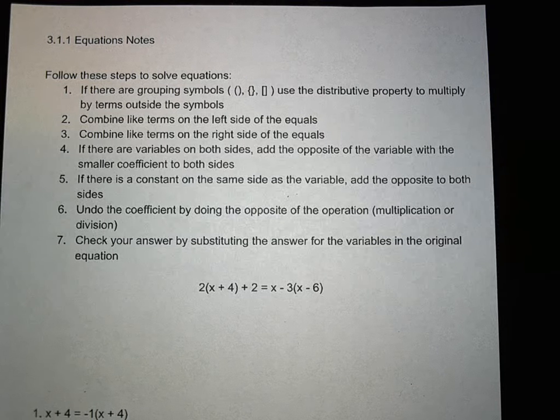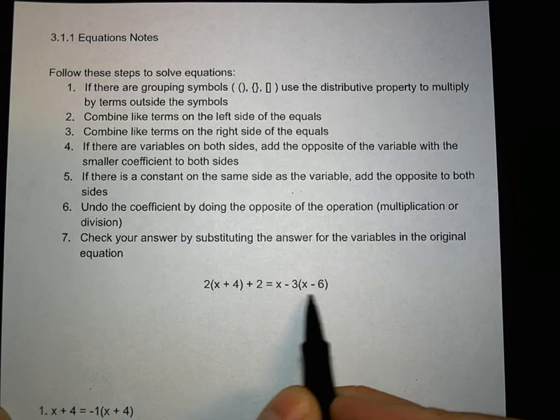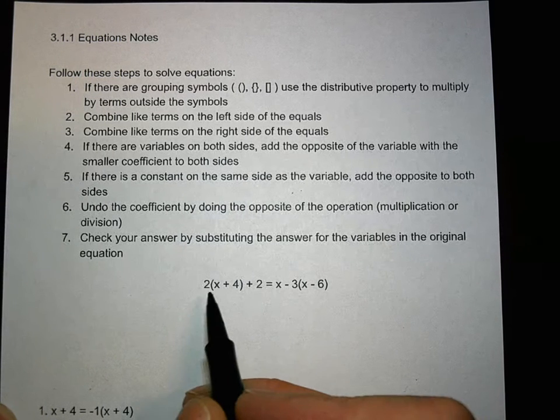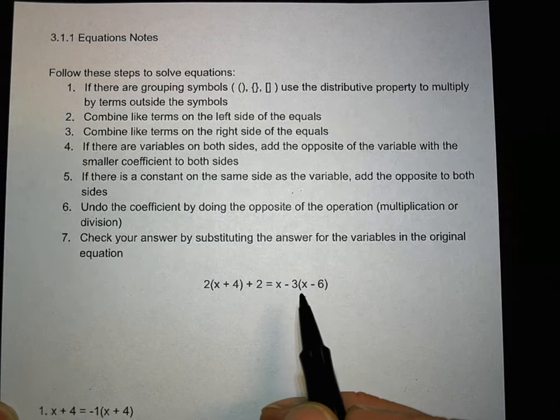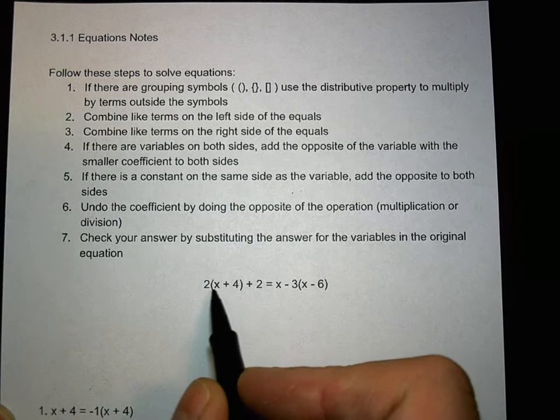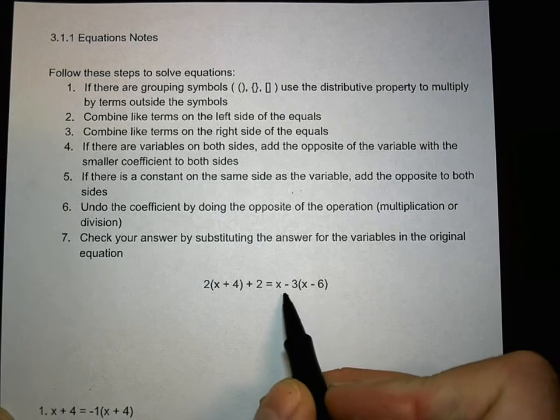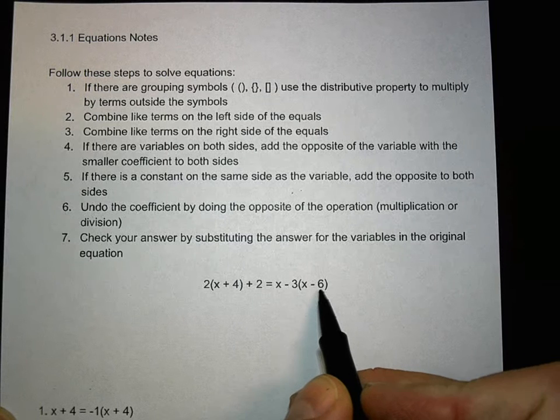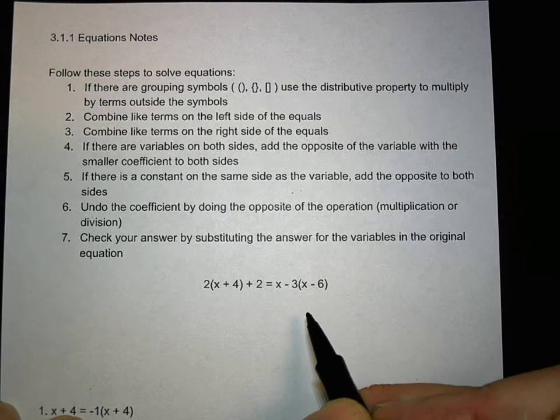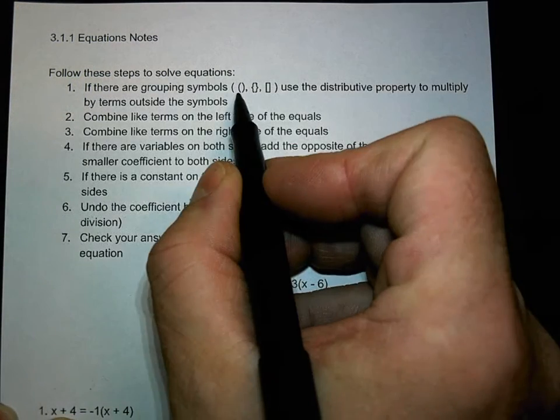So let's talk about solving equations. The first thing we're going to do is look. I got a big equation right here, and this is the one we're going to solve together. Get out your pencil. So we've got a fairly large equation, 2 times (x plus 4) plus 2 equals x minus 3 times (x minus 6). So the first thing we're going to do is look for grouping symbols.